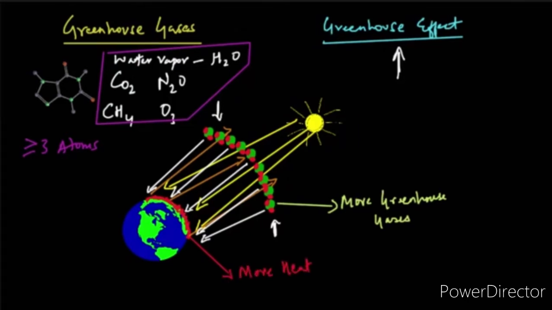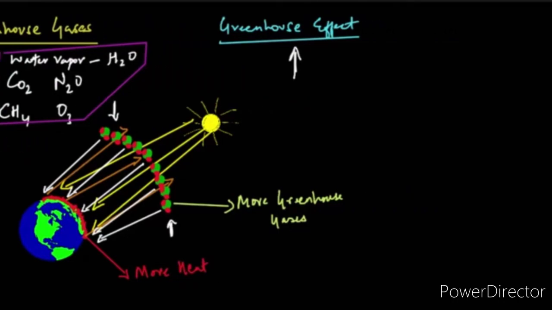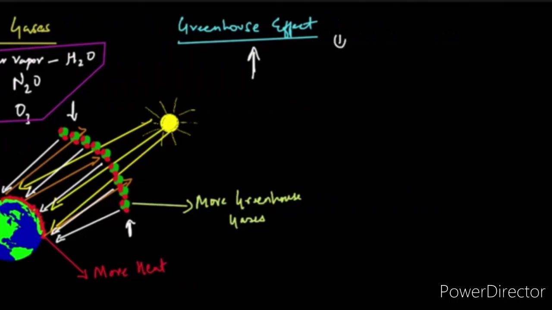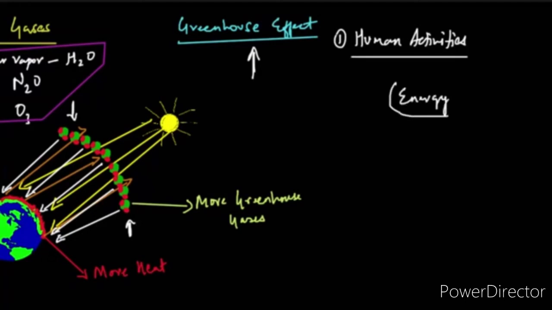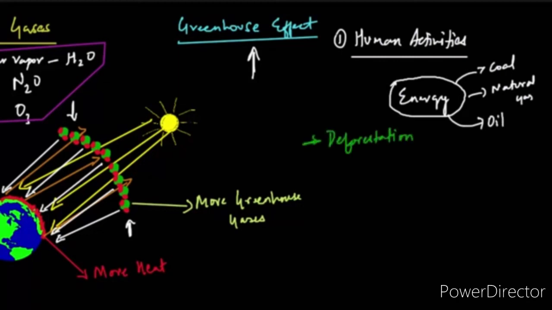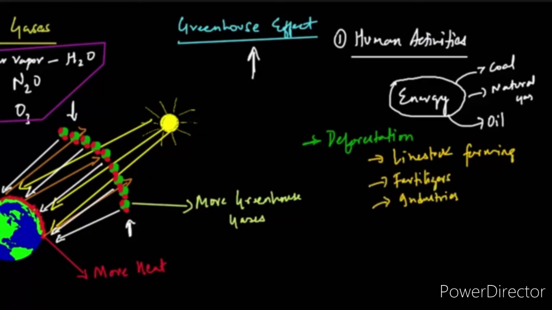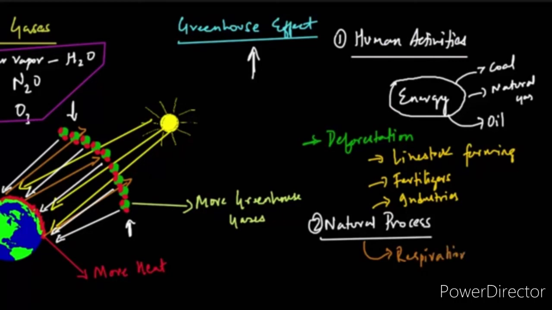Now there are two ways that a greenhouse gas can enter our atmosphere. One of them is through human activities. The main human activities that I'm talking about are burning of fossil fuel, deforestation, then intensive livestock farming, then usage of fertilizers and industrial processes. And the other way through which greenhouse gas is emitted is through natural processes like human being, animal and plant respiration.